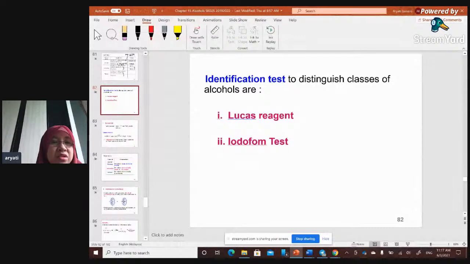Okay, so I will continue our lesson regarding the identification tests to distinguish the class of alcohol. There are two tests to distinguish class of alcohol: the first one is the Lucas test and the second one is the iodoform test.